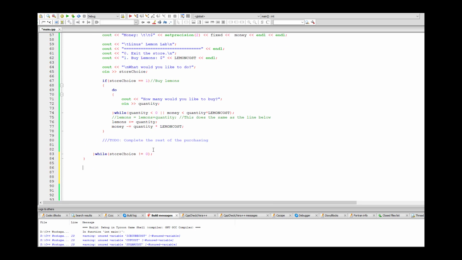So that means we're going to make another if statement. I'm going to say if main menu choice is equal to, I don't know, let's choose 1, 2, 3, 4, 5.